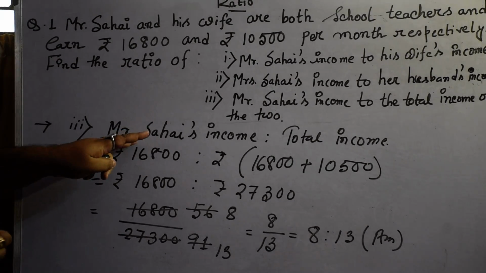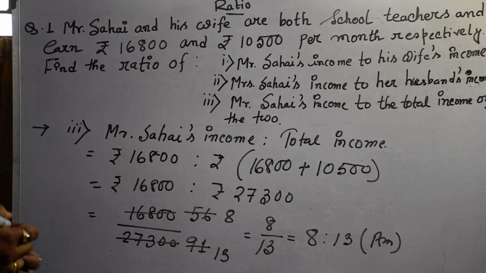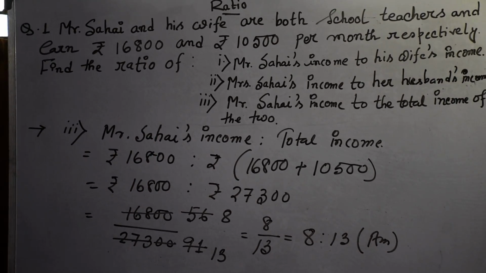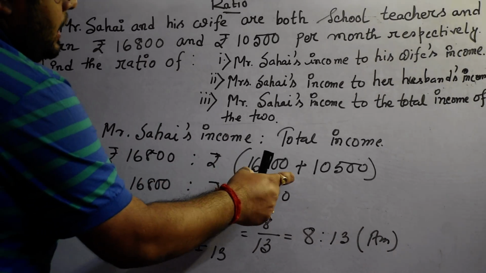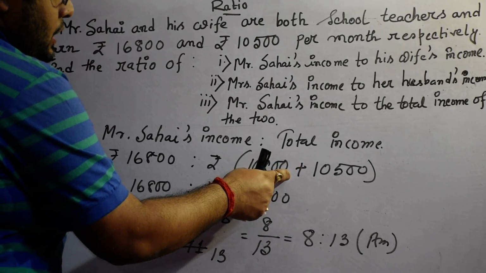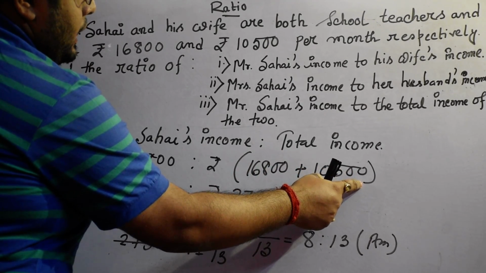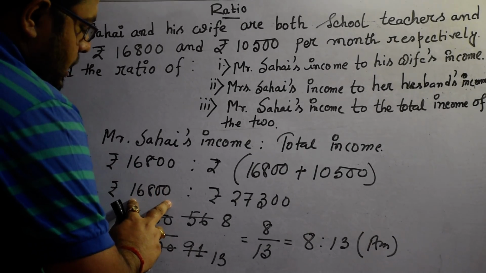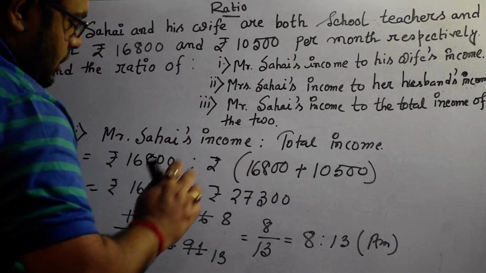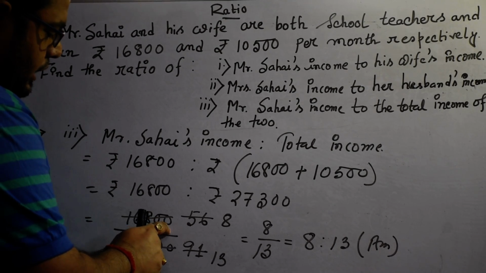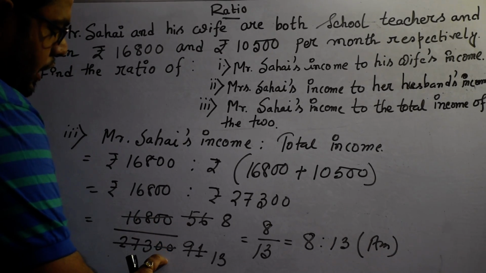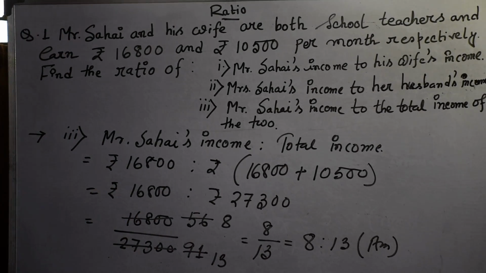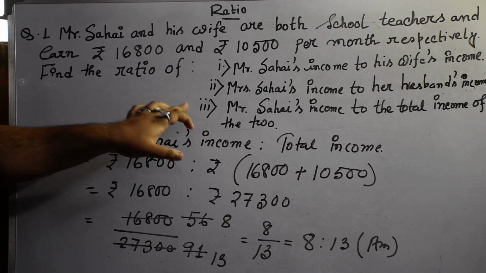So here Mr. Sahai's income is to total income. So Mr. Sahai's income is 16,800 is to rupees 16,800, which is the income of Mr. Sahai, and rupees 10,500 is the income of Mrs. Sahai. So 16,800 is to 27,300. Now 16,800 by 27,300 is equal to 8 by 13, which is 8 is to 13, which is the result of the third portion of the first sum.